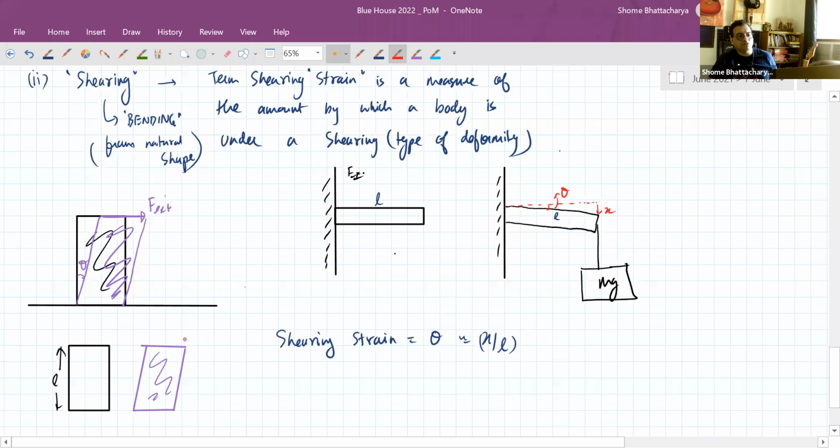So upon applying a force like this, it's bent through an angle theta like this. Okay. So again, if this distance here is x, then typically the bending angle is very small. So we can approximate theta as x by L. So just make a note of this, people.